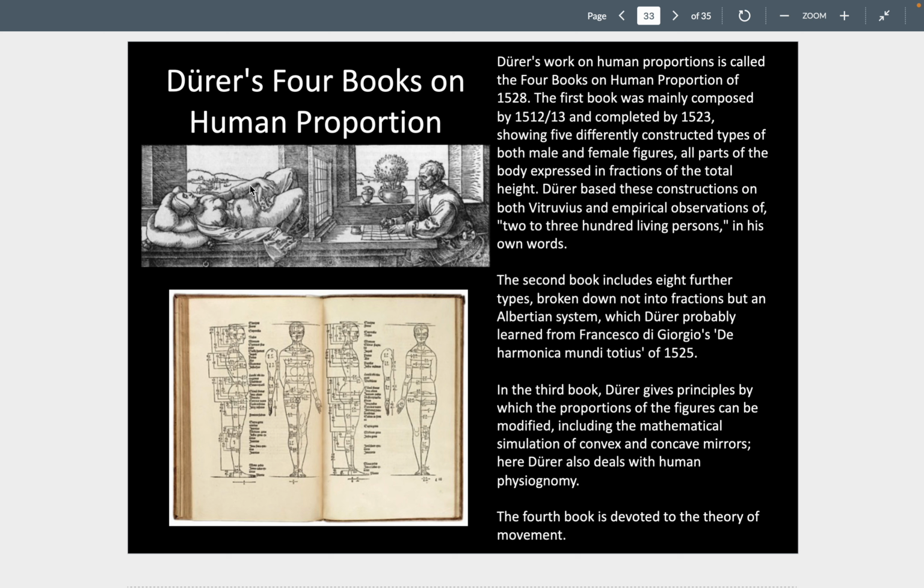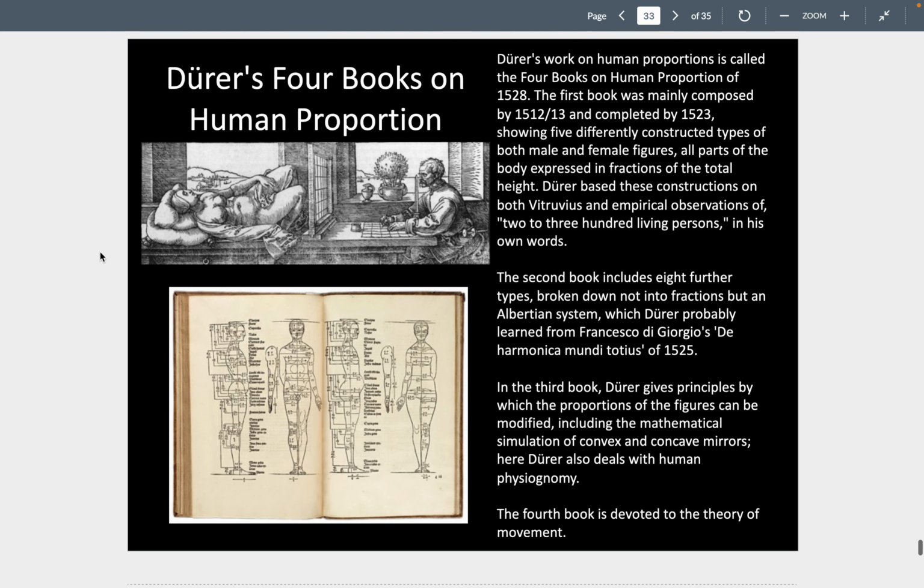And he's also interested in optical drawing devices, like this mirror here that when put in front of the model, he is able to grid it off, and by using that grid, he is able to accurately find proportion in doing this.